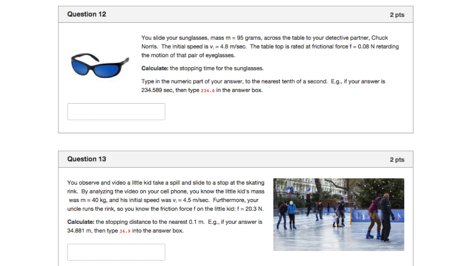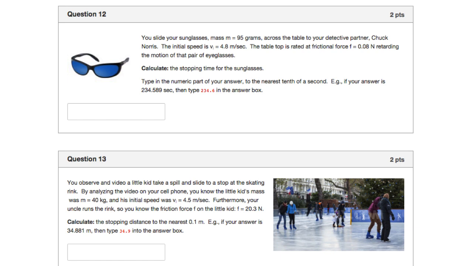These are the two that we're going to look at. Now, what I did this morning before lecture, I did the quiz myself, the homework assignment. I did a preview of it. And so I have this version of question 12. The numbers change each time. The initial velocity, I believe, is one of the variables in both of these problems.